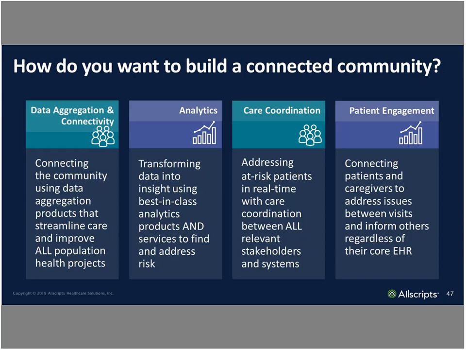So when you think about how you want to build a connected community, typically there are 4 main pillars that will describe how that community should come together. The first one is aggregating data and building connectivity between all the providers and all the stakeholders. The second one is working on a strong business intelligence and analytics program that can transform that data into insights so that you can understand how to stratify your populations, manage at-risk populations, and get information back to the care providers so they can address typical things like gaps in care.